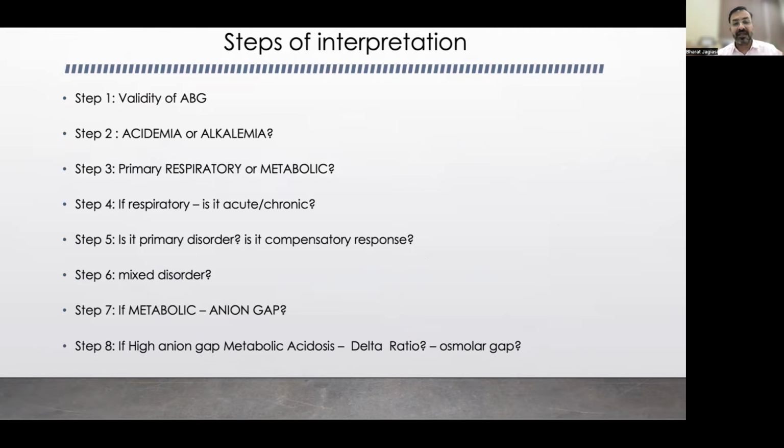So when you talk about the steps of interpretation, always look into the validity, then find out the acidemia or alkalemia. Step 3 is looking for which is the primary disorder, respiratory or the metabolic. If respiratory, is it acute or chronic? Then once you diagnose the primary disorder, always look for the compensatory response, whether it's there or not there. And if it's there, is it a mixed disorder? What exactly is it? Of course, then look for the metabolic components, anion gap, delta gap, osmolar gap. This is what we all look into.